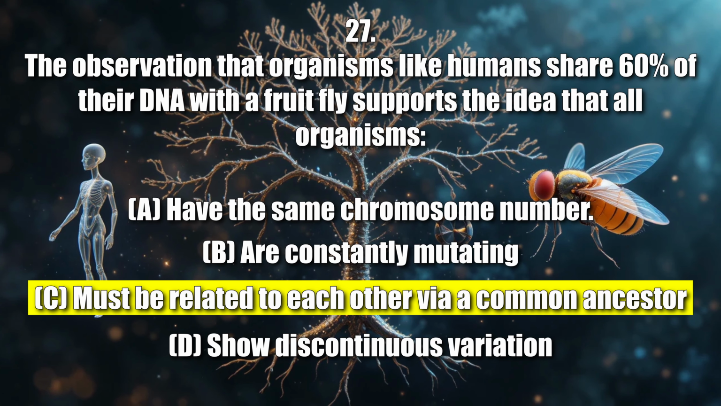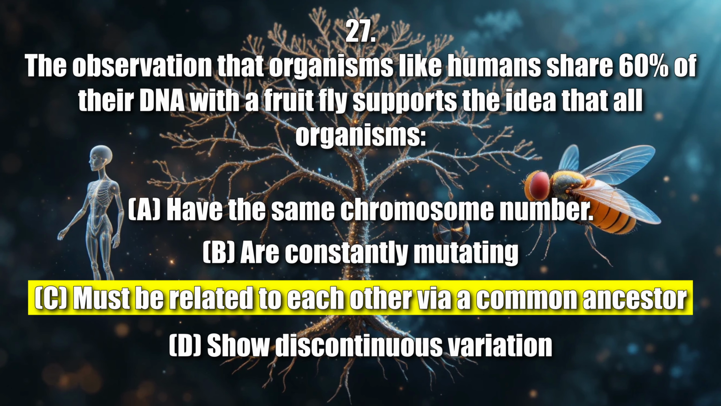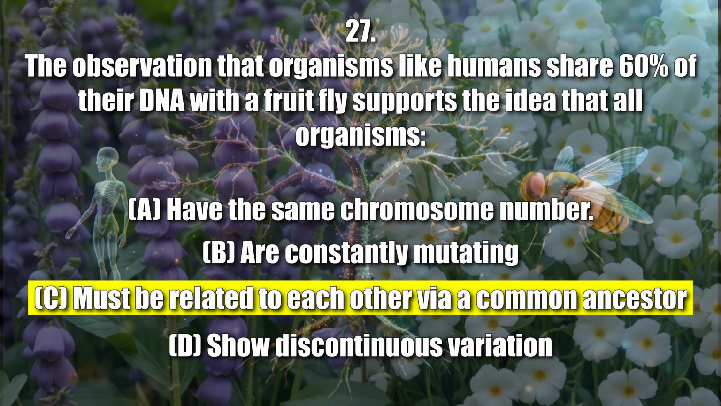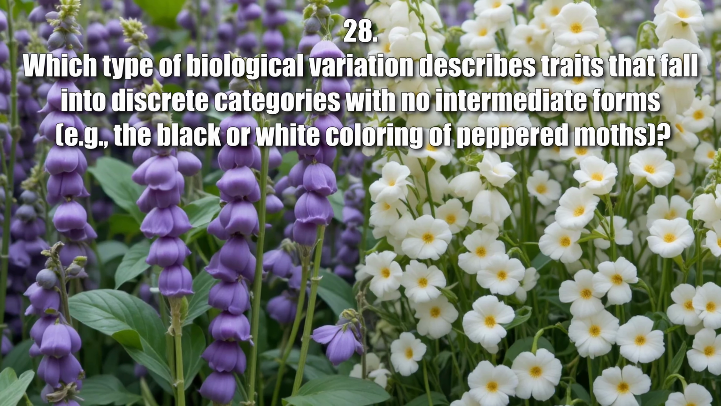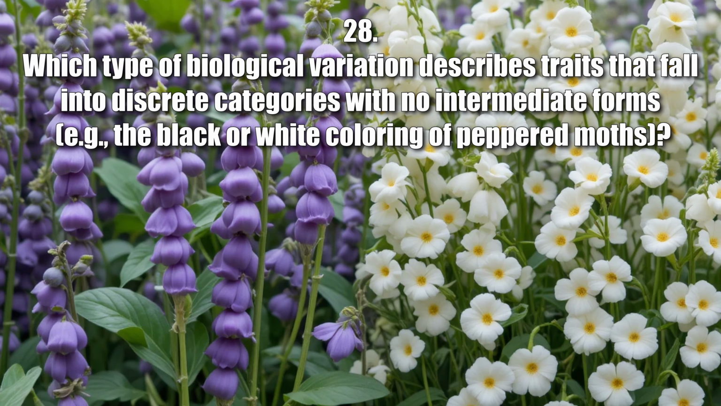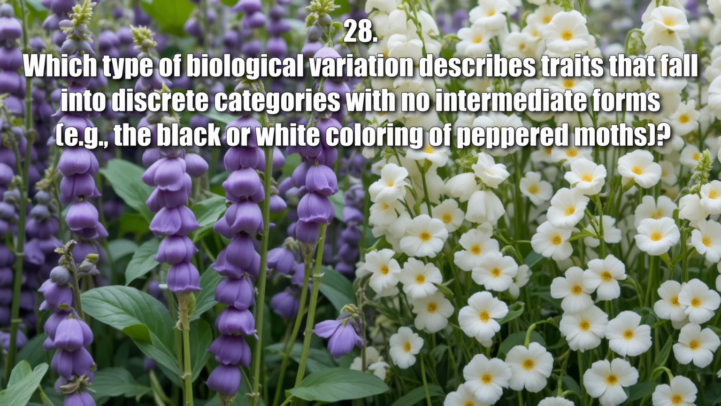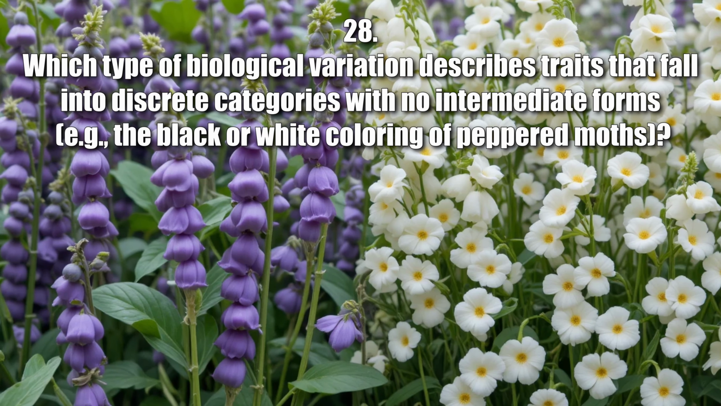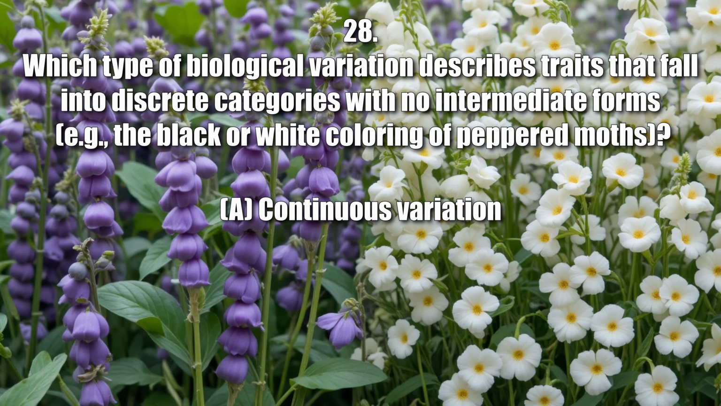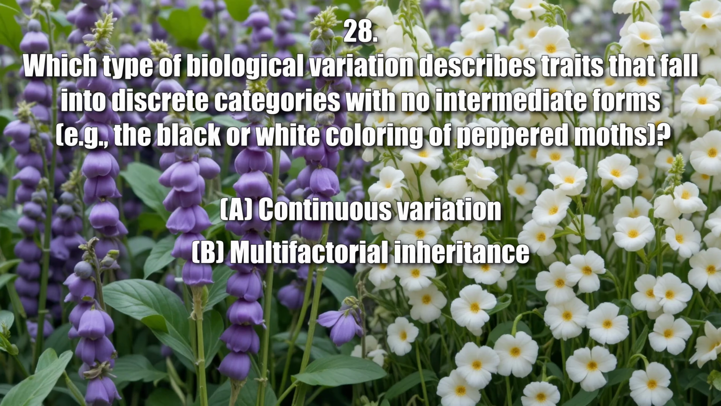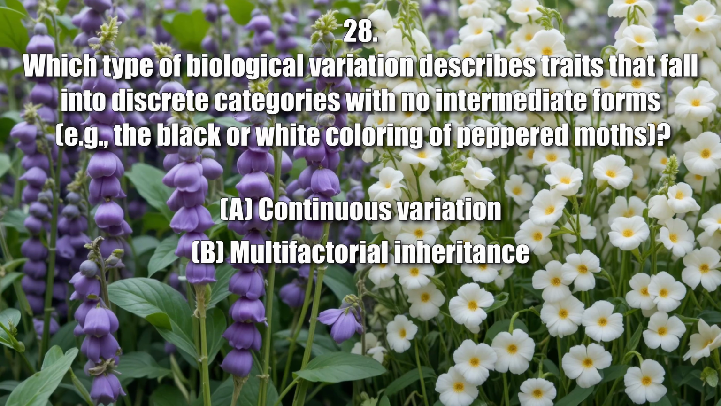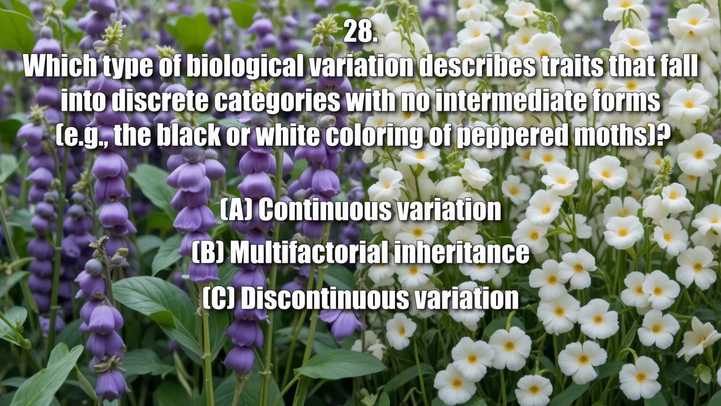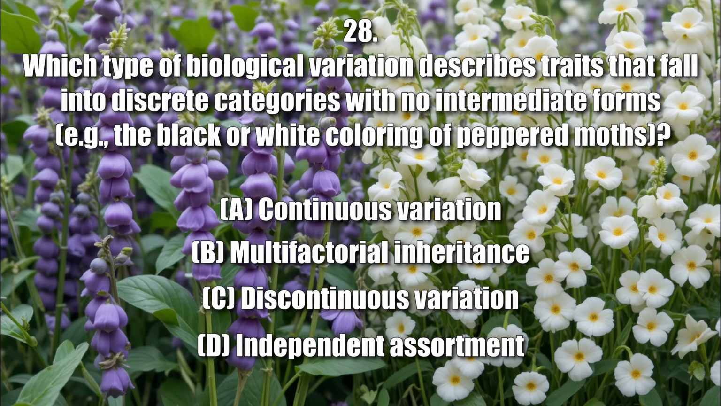The correct answer is C. Must be related to each other via a common ancestor. 28. Which type of biological variation describes traits that fall into discrete categories with no intermediate forms, e.g., the black or white coloring of peppered moths? A. Continuous variation. B. Multifactorial inheritance. C. Discontinuous variation. D. Independent assortment.